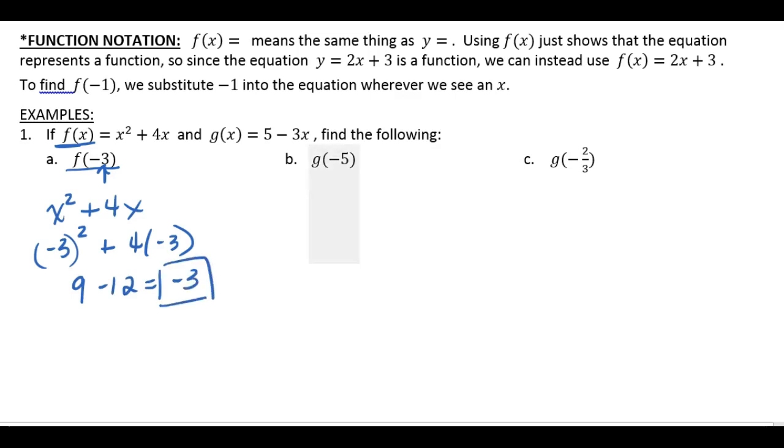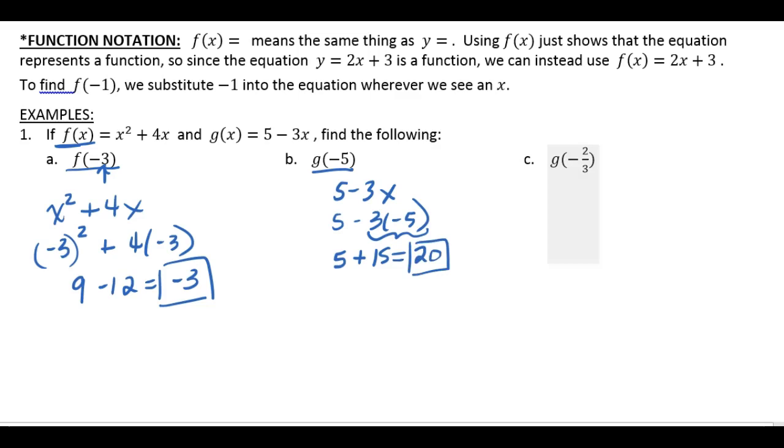Easy enough. g of negative 5. So I take the g equation, and I plug in a negative 5 for x. Order of operations says I need to multiply this first. So negative times a negative is a positive 15. So 5 plus 15 is 20. And I'm done.